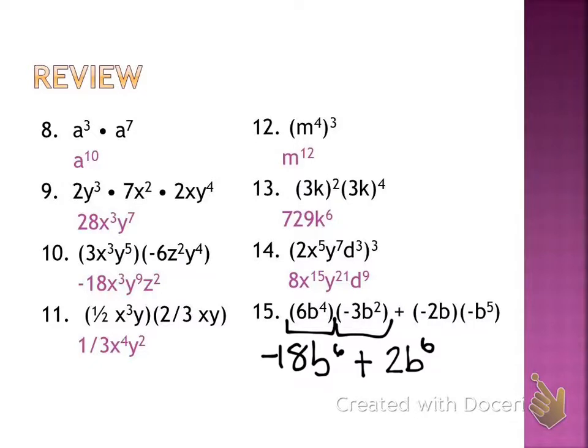Now, what is so special about these two right now? They're the same. They're like terms. So you can add or subtract the coefficients. In this case, we're adding them. We get negative 16b to the 6th. Yes? So what would happen if they weren't like terms? Yeah. If they're not like terms, you just leave it alone. B to the 6th and B to the 8th. Right. Then you just leave it with a plus sign in the middle. That would be the answer.